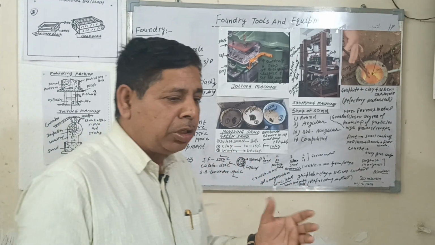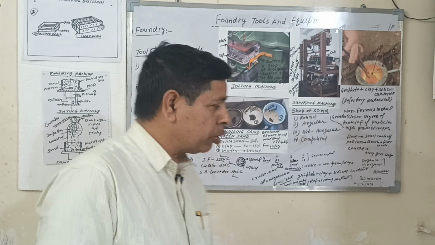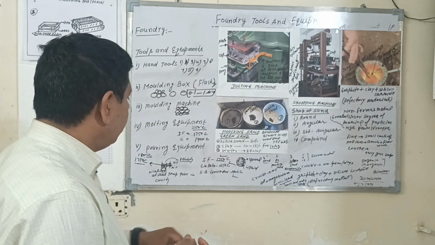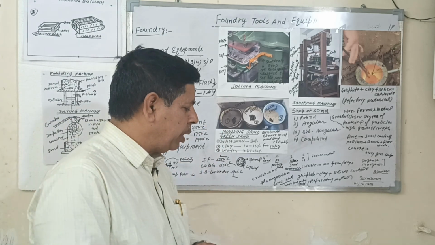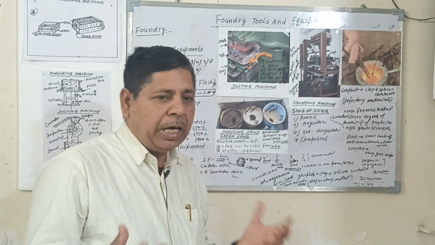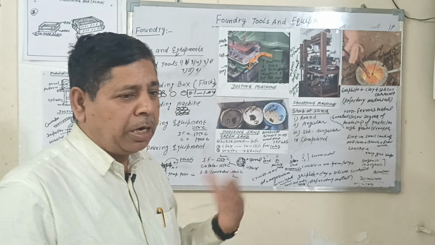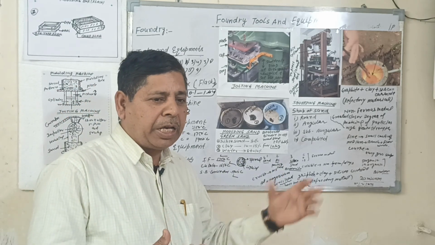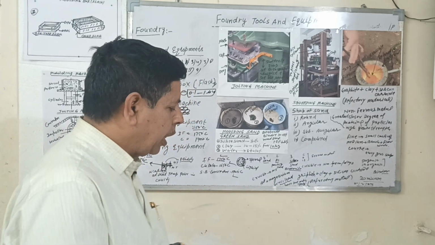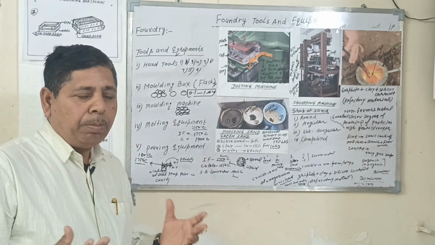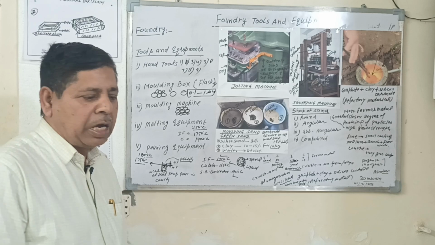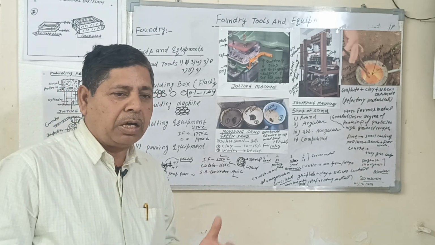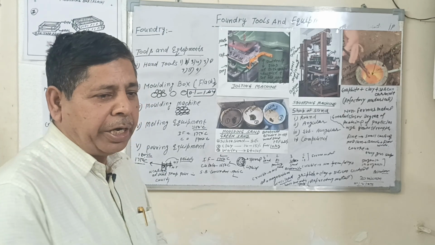How do we carry the metal from the furnace to the molding box? Different types of equipment are used to carry the metal. Number one is the hand ladle. The hand ladle is used to carry up to 15 kg of metal. Second is the bull type ladle, where two men carry up to 50 kg of metal at one time.